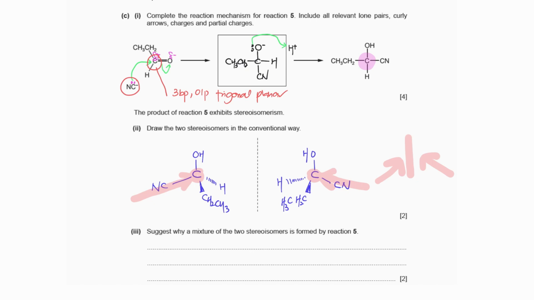So for us to write as an answer, we could say that C double bond O is planar. Therefore, CN minus has equal chance to attach from both sides.